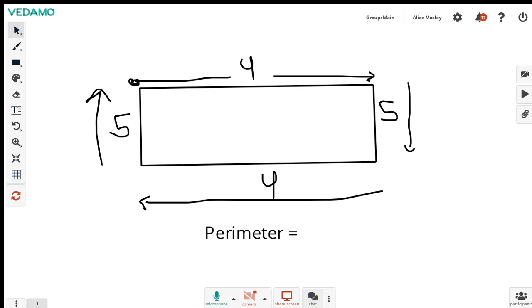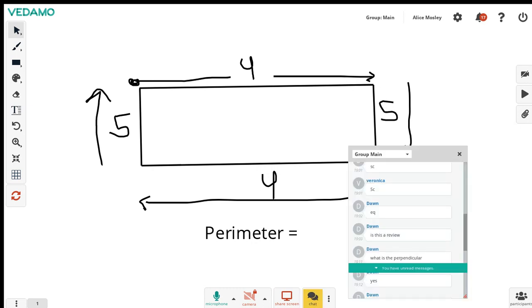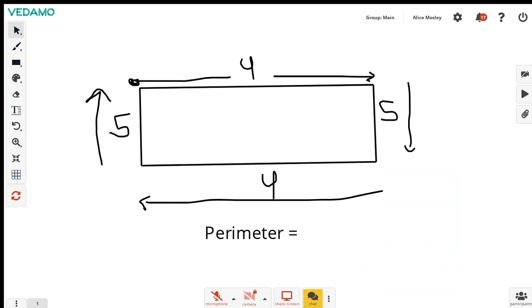18. Okay, I got the answer from Mr. Riemann, Mr. Dwayne, Miss Dawn and Miss Veronica. Miss Dawn, how did you get 28? Probably you wrote it incorrectly. The answer is 18: 5 plus 4 plus 5 plus 4. It happens. So the answer for perimeter is 18.